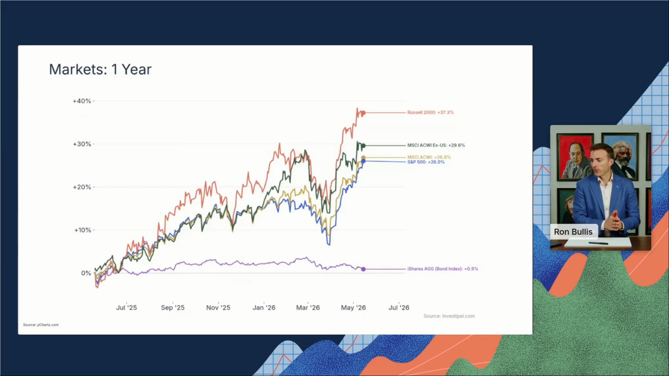Small caps outperforming the S&P 500, emerging and international outperforming the S&P 500, and bonds lagging way, way at the bottom.